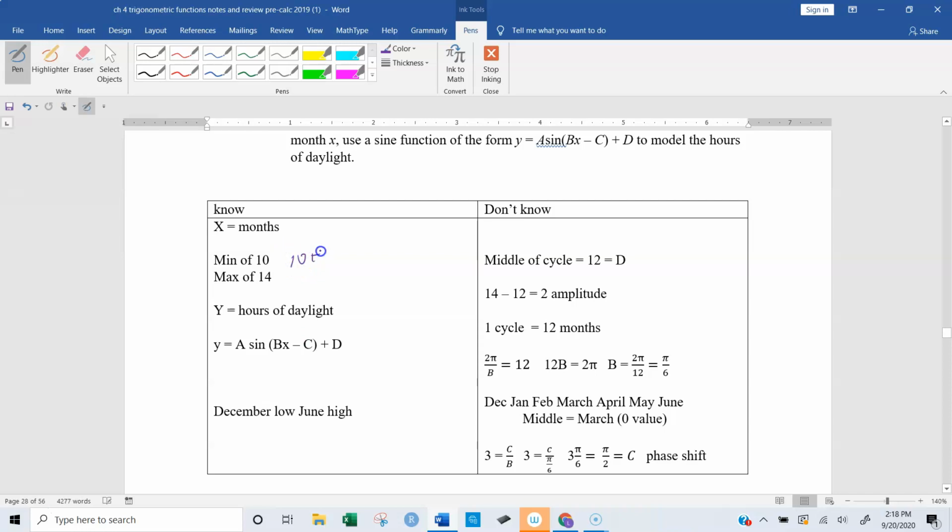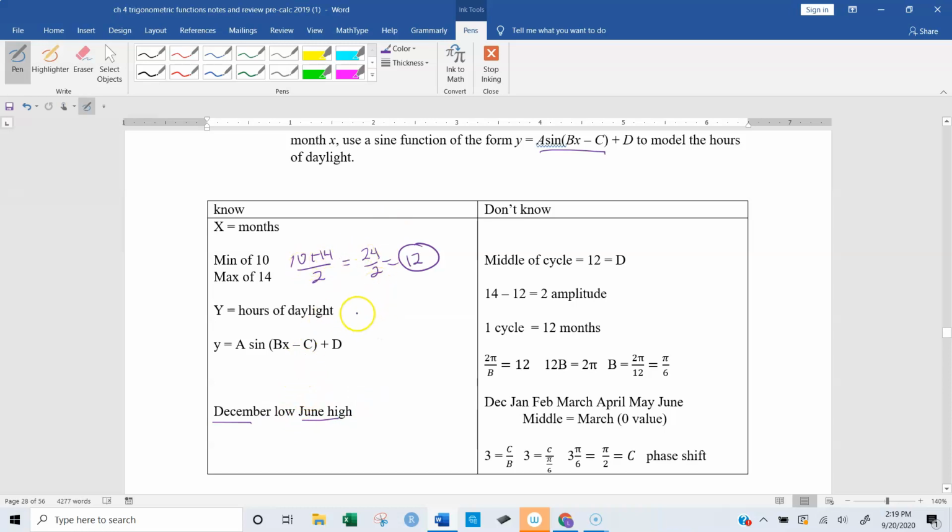So 10 plus 14 divided by 2 tells me that I have 24 over 2, which is 12. So I'm going to have a shift of 12. It's going to go up to 12 when we're actually doing this. Now it says hours of daylight. It's going to be a sine wave because it gave it to us in our equation. And December is low and June is high. Okay, so when I'm looking at this, December is low and June is high.